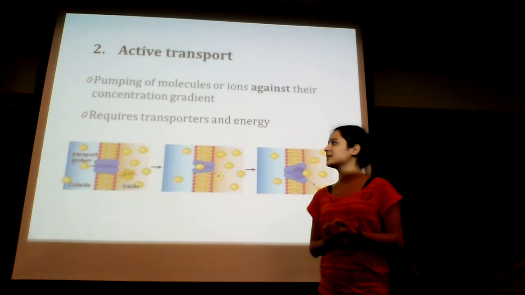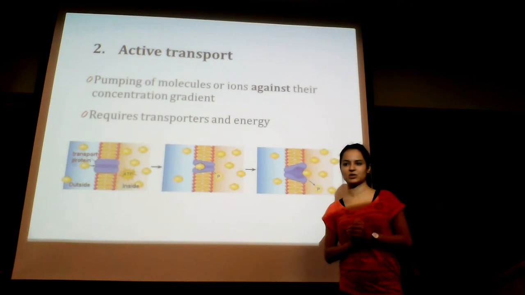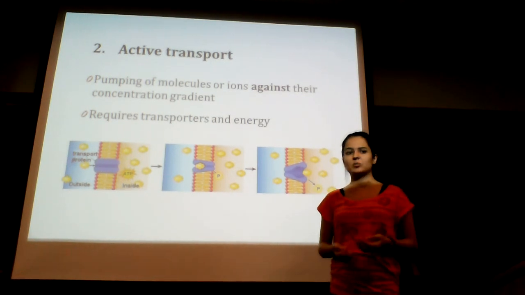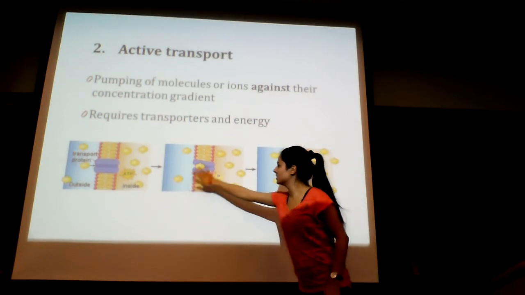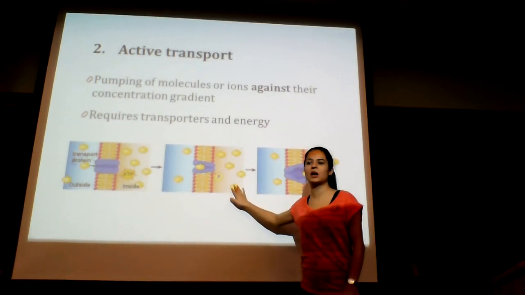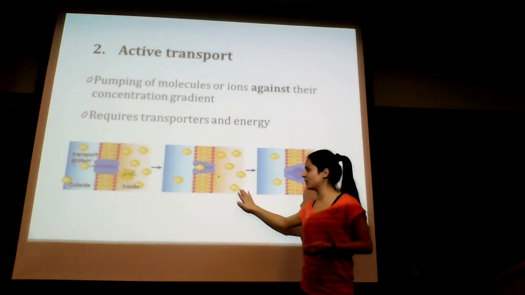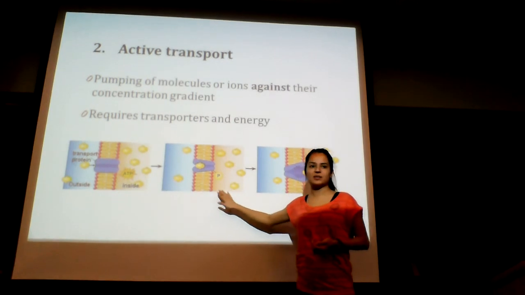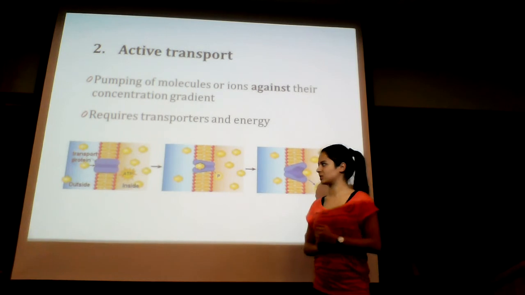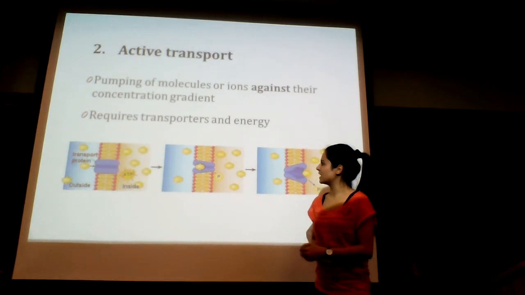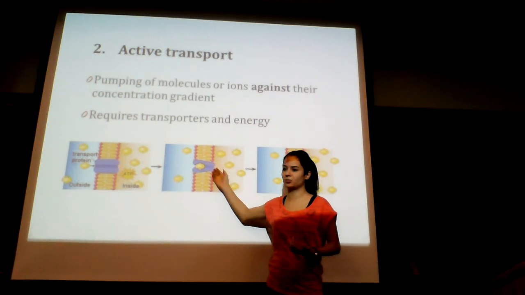Active transport is the pumping of molecules or ions against their concentration gradient, which means that the molecules are forced to move from low concentration site to the high concentration site, unlike simple or facilitated diffusion. This process actually requires energy because molecules have to be pumped out of their concentration gradients. And this time, our protein is called a transporter, which is different than the channel proteins.